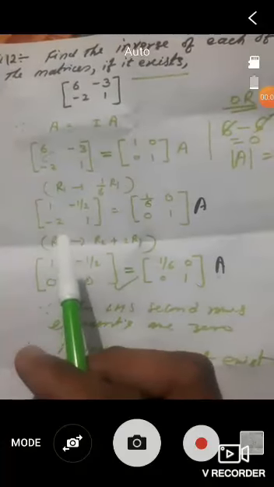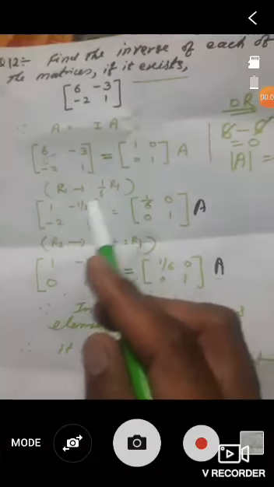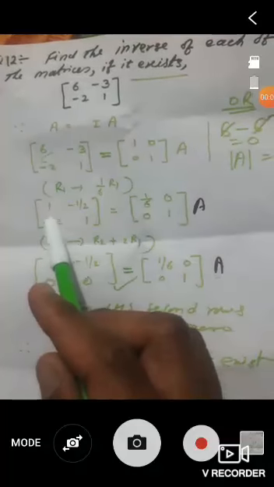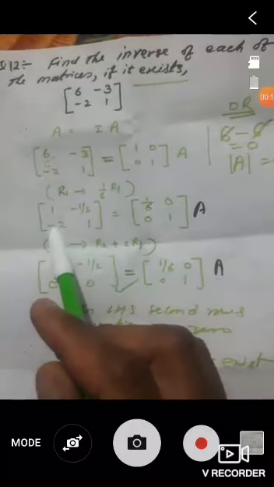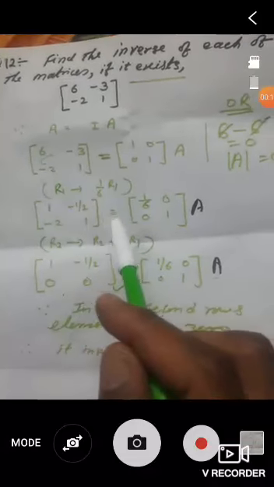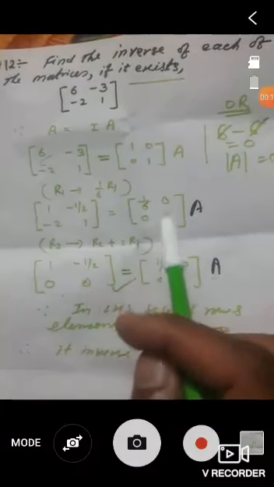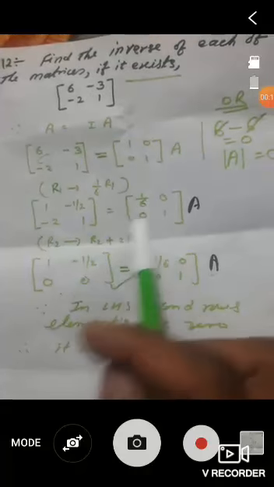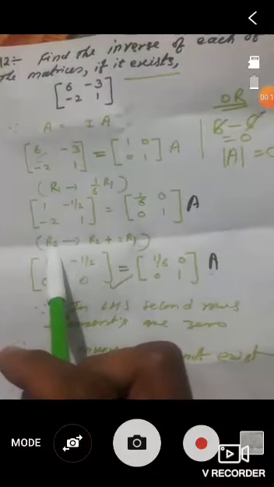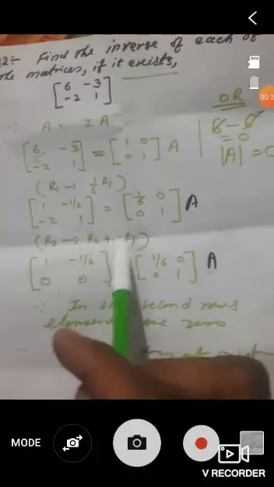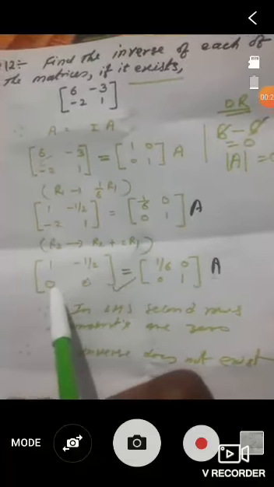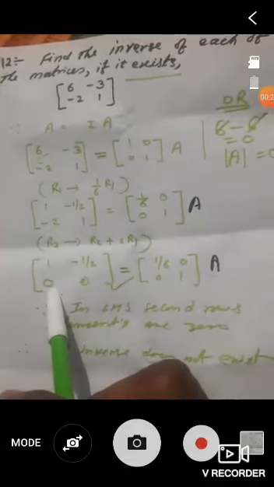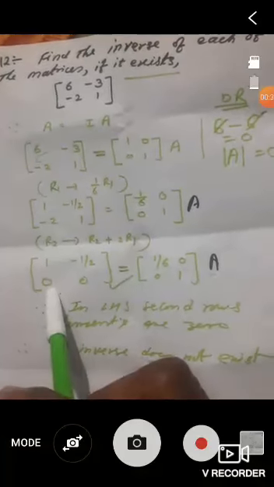Now for the next matrix, after applying this operation the modified row is 1, minus 1 by 2, minus 2, 1, and the same operation I will apply on the right hand side. Now I will apply the new operation R2 changes to R2 plus 2R1. Why are we applying this operation? Because I want to convert the second row first element into 0.